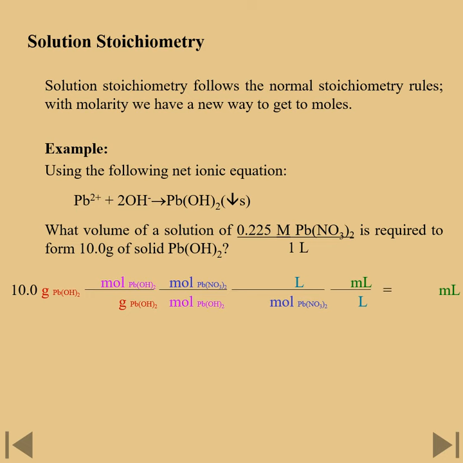Okay, let me add the mass of 1 lead, 2 oxygens and 2 hydrogens, and I come up with 241.2 grams per each mole. The balanced equation says 1 lead 2 ion, meaning 1 lead 2 nitrate, to 1 lead 2 hydroxide, and that's 0.225 moles of lead 2 nitrate per each liter of solution. And 1 milliliter is 10 to the negative 3 liters. You take that 10, divide by 241.2, divide by 0.225, divide by 10 to the negative 3.